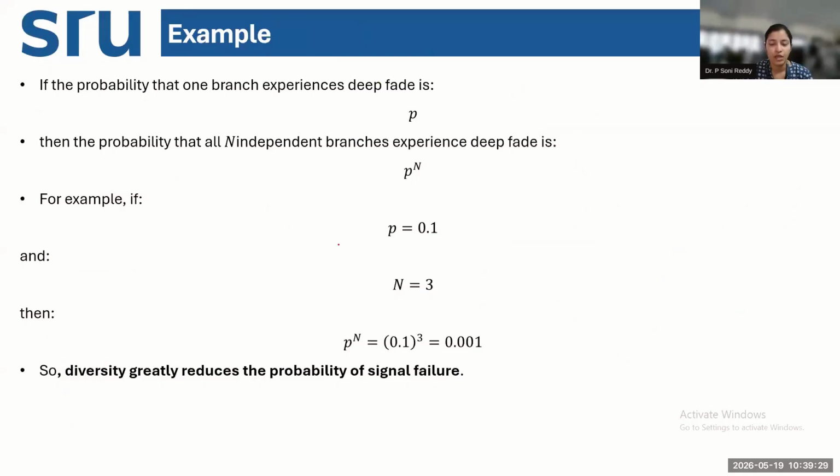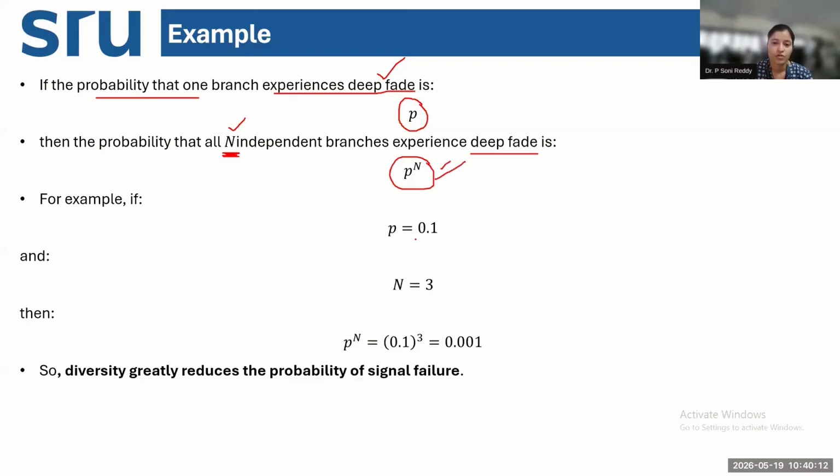Okay. So let us take one numerical example of how diversity helps in overcoming the fading effect. Let us suppose that the probability that one branch experiences deep fading, where deep fading means destructive interference or strong intersymbol interference, is P for a single channel. Now suppose there are n independent channels. Why do we need multiple channels in diversity? This is the concept being established here. Then the probability that all channels experience deep fading is p to the power n.